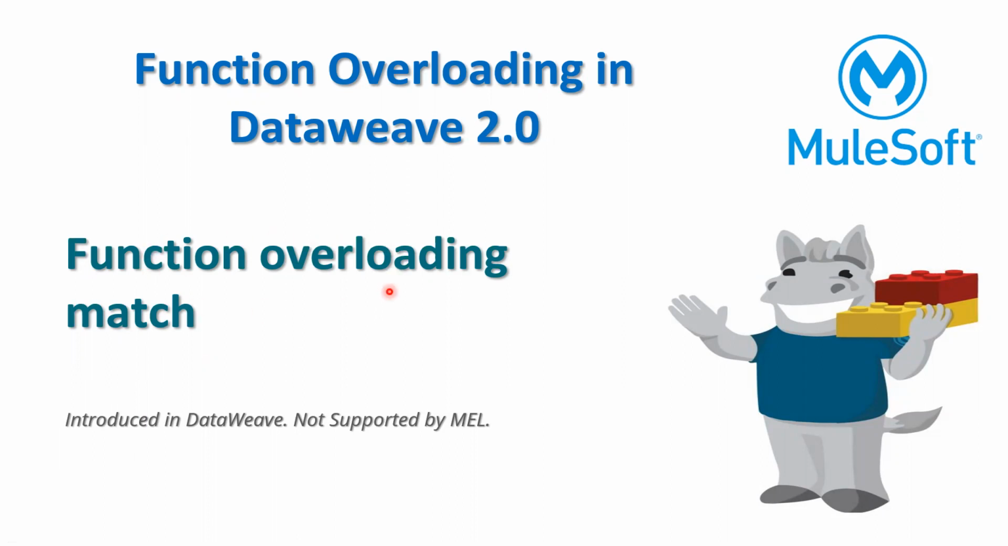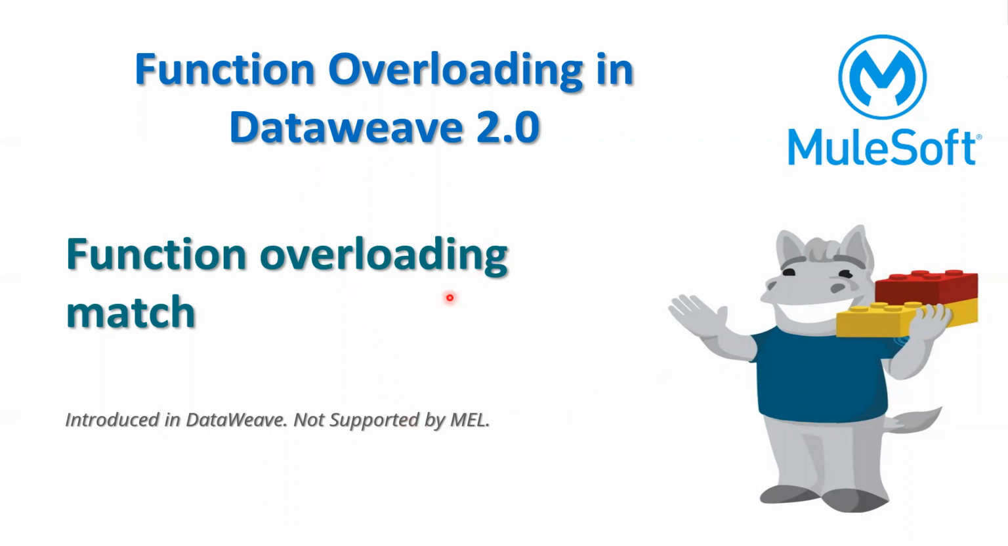So function overloading is supported, or we can say introduced, in DataWeave. It was not supported by MEL. MEL does not allow method overloading. If you define multiple functions with the same name, then the last defined function will win the race, and it will replace all the previous definitions. That is what I have observed.